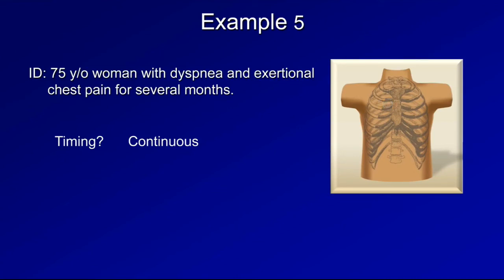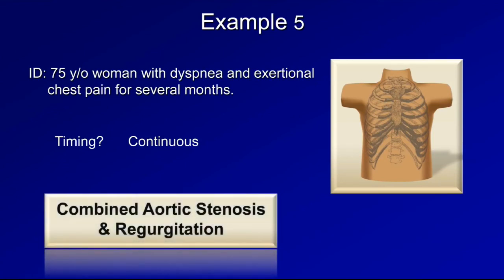So what pathology is causing this? This is combined aortic stenosis and aortic regurgitation. Once more at the upper sternal border, where the aortic stenosis murmur predominates. And at the apex, where the aortic regurgitation murmur predominates.